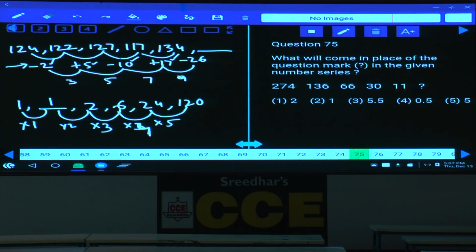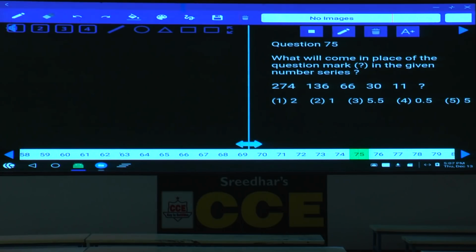Then coming to question number 75. Now in this question number 75, again the numbers are in the descending order. As the numbers are in the decreasing order, then we should start in the reverse order, that is 11, and next one is 30, 66, 136 and 274. Now 136 and 274, tell me how to represent this one.